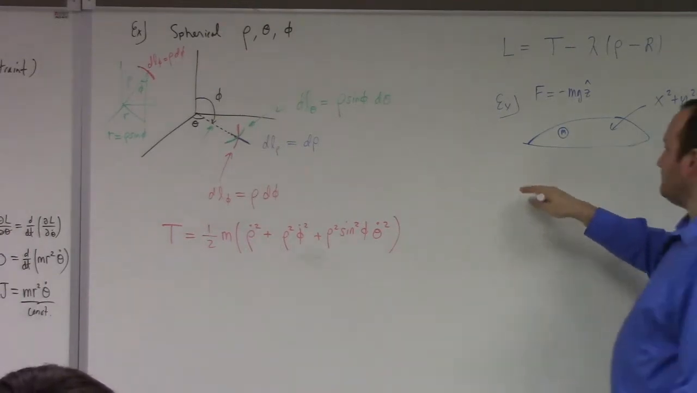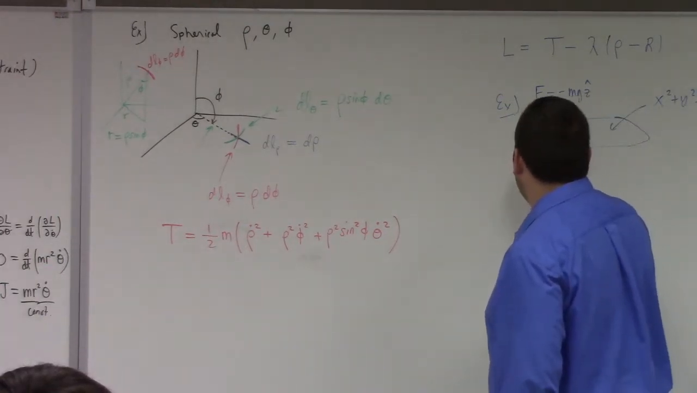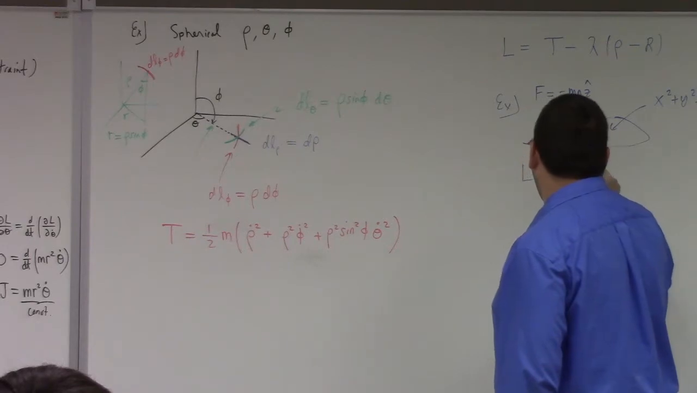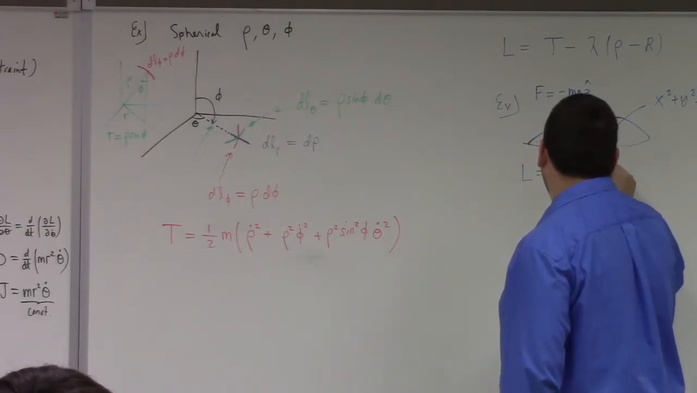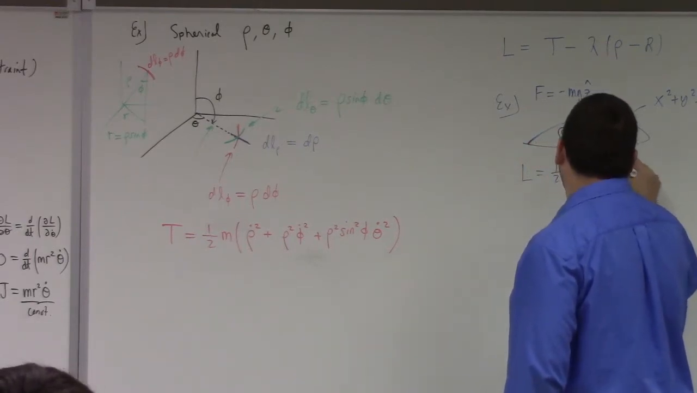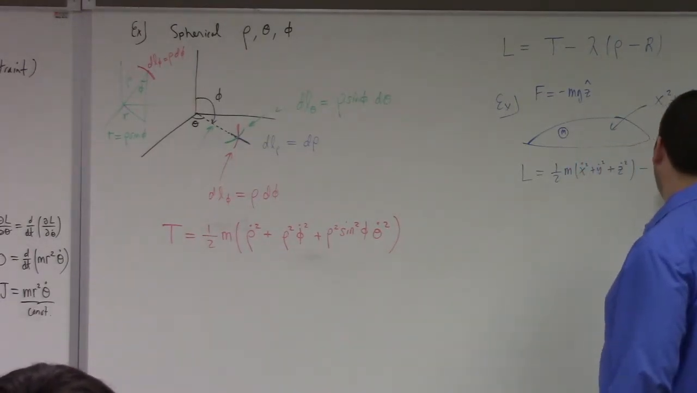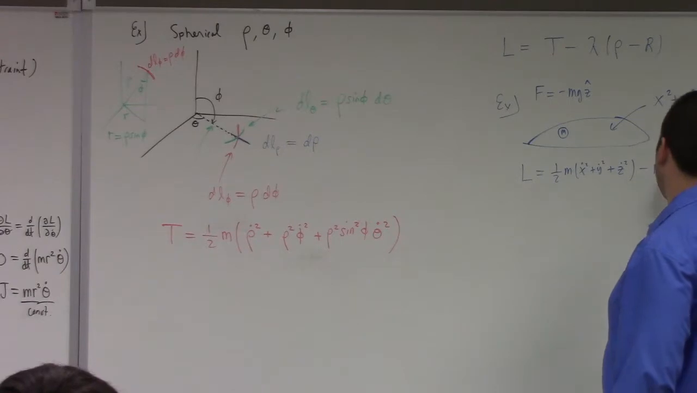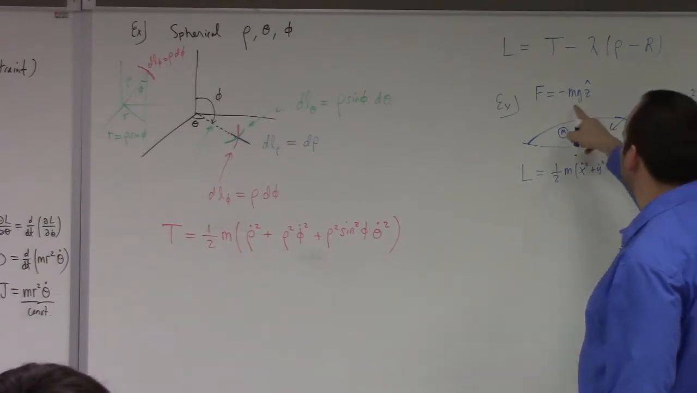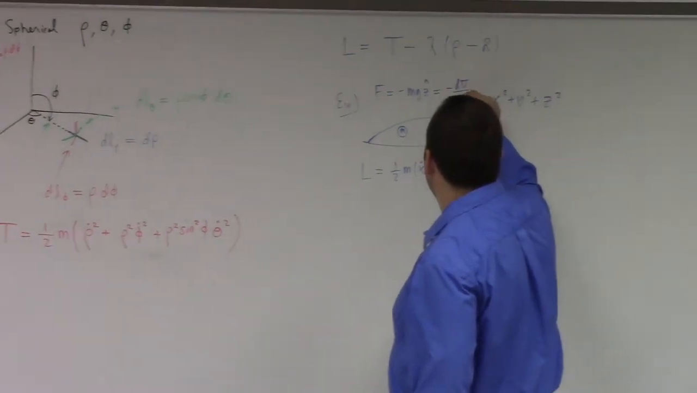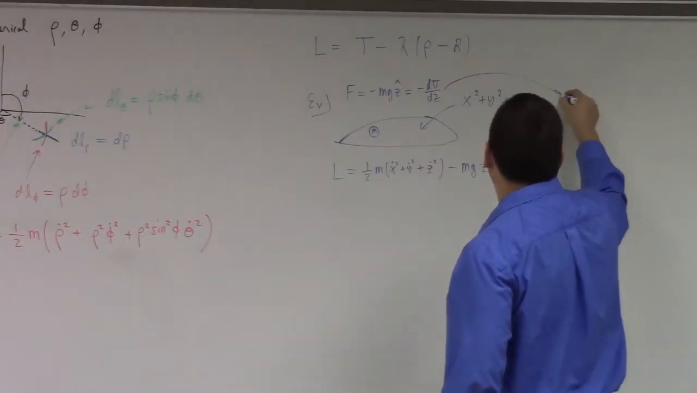What you would do if you use the method of Lagrange multipliers, you do 1/2 m times x dot squared plus y dot squared plus z dot squared, minus mgz, except it becomes what? Let's see here. This is equal to minus dU dz, so what in this language is U equal to?